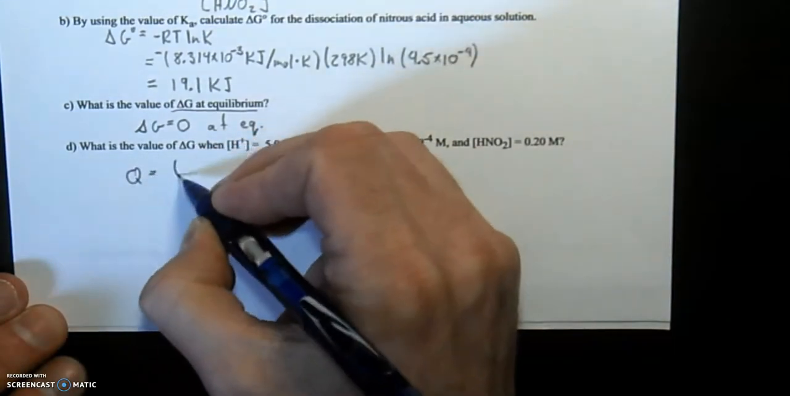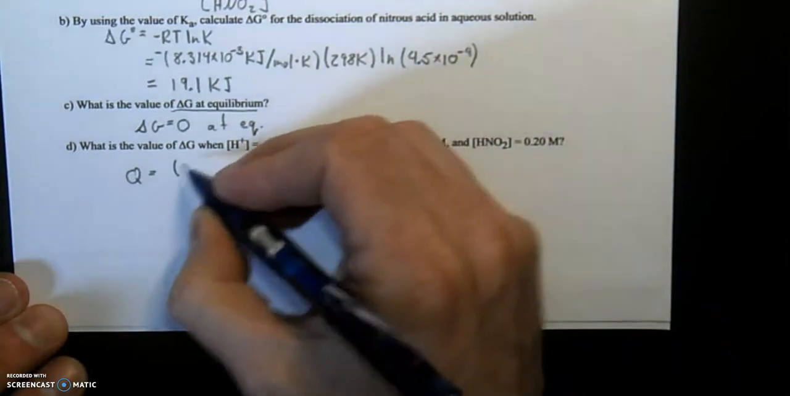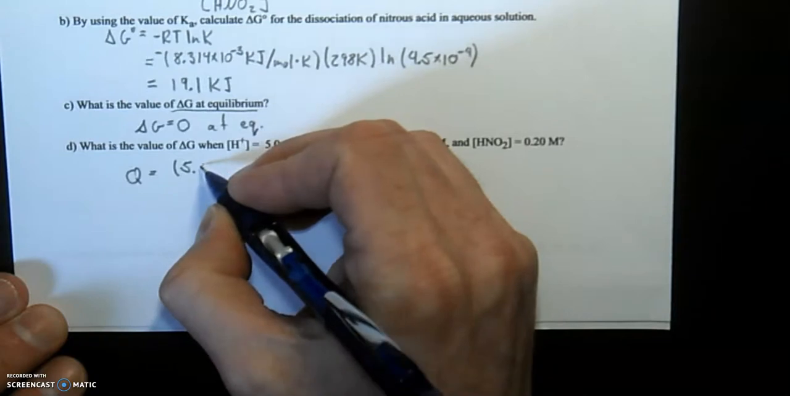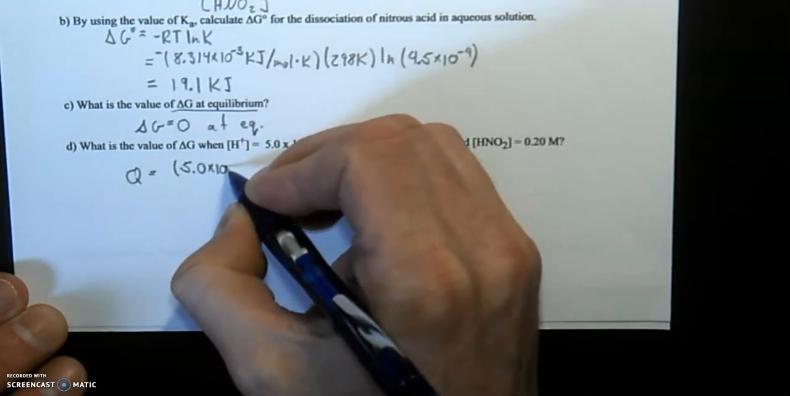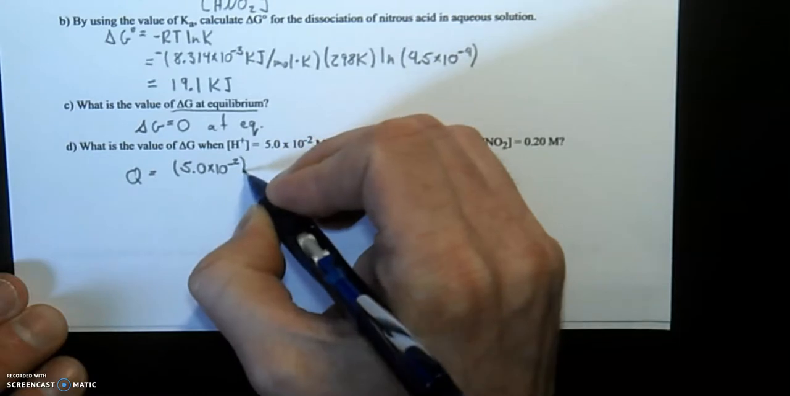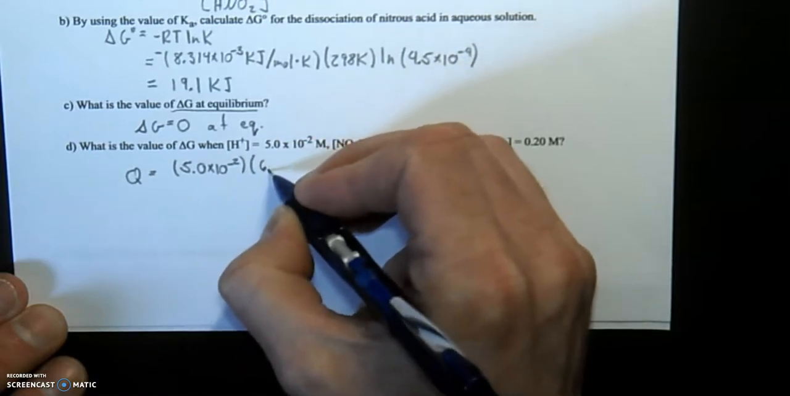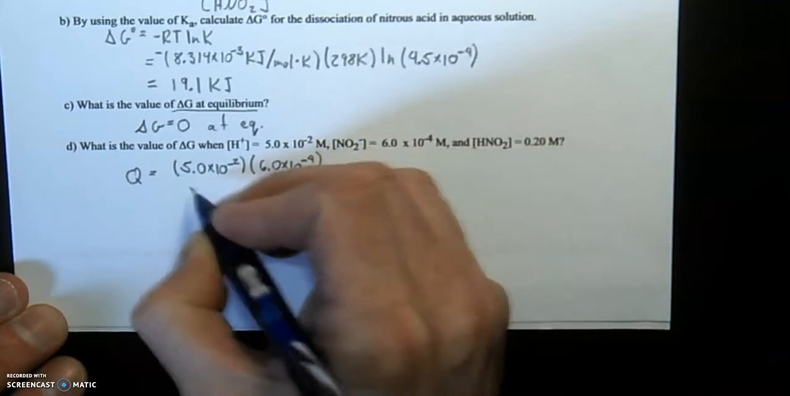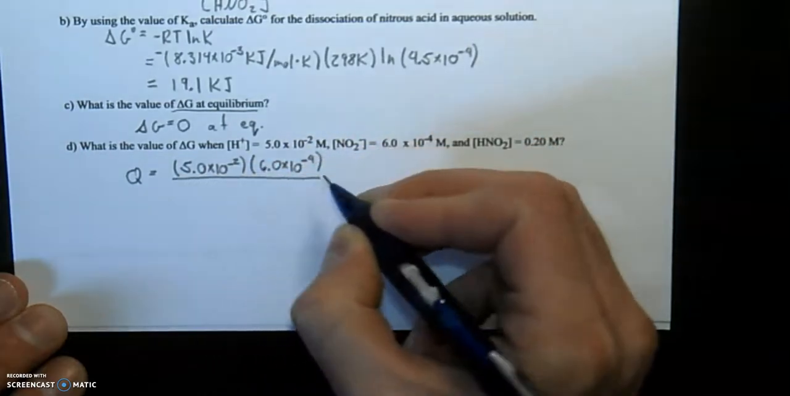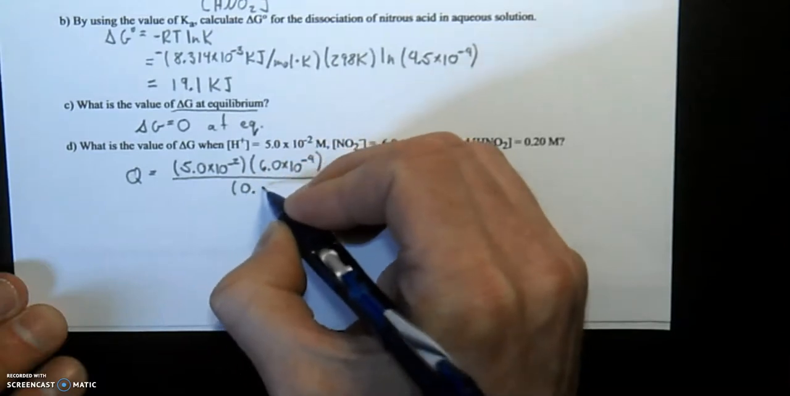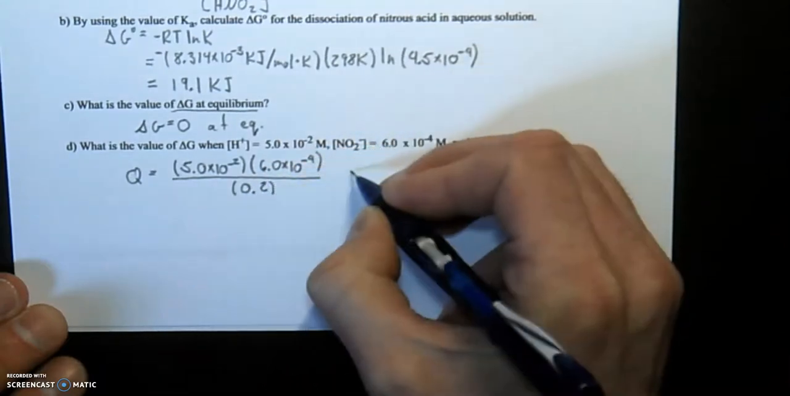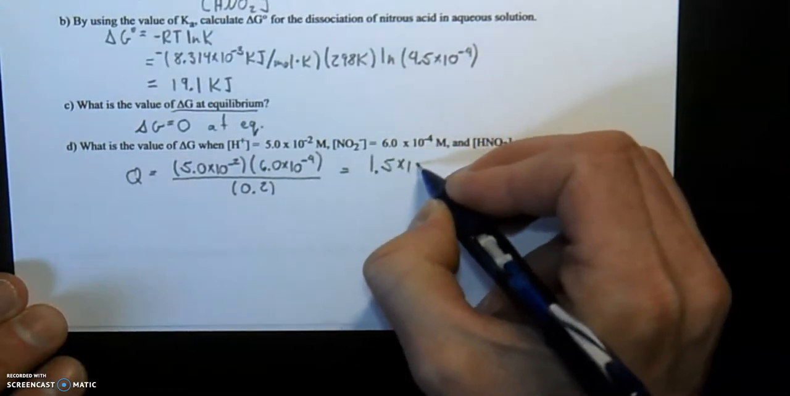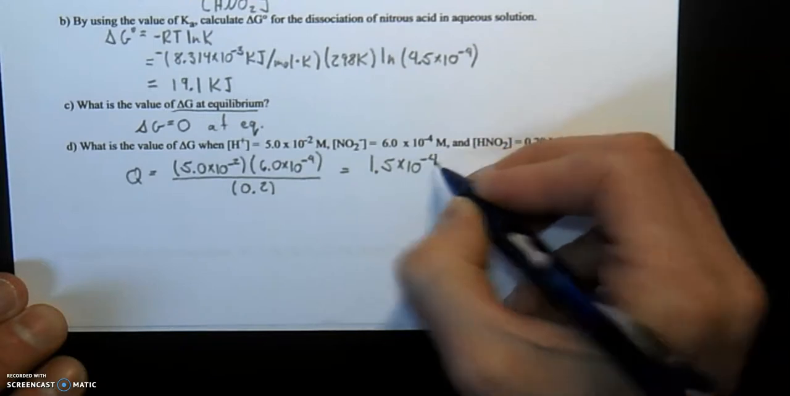Alrighty. Again, it's the products over the reactants. Let's go ahead and write these in. 5.0 it looks like, times 10 to the negative 2, 6.0 times 10 to the negative 4, and based on the values that are given, over 0.2. If we do all the calculations, this is 1.5 times 10 to the negative 4.